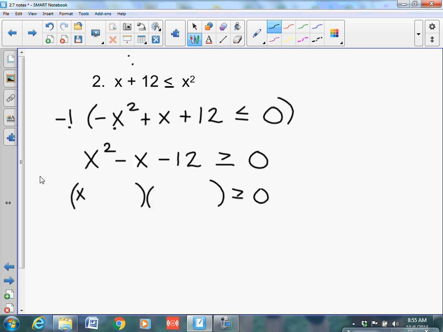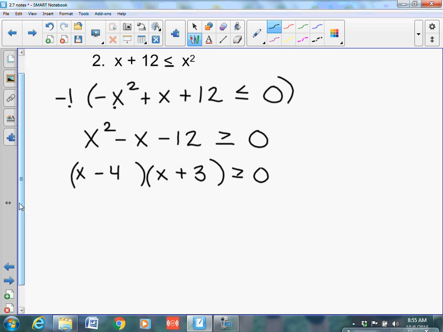I'm going to put an x here, and I'm going to put an x here. Most of you know factors of 12, negative 4 and a positive 3. Yes, that gives me the negative 1 in the middle. For the time being, we're going to set these both equal to 0 and solve for x. Why do we do that? Because that's where we start making our boundaries. X is equal to 4, x is equal to a negative 3.